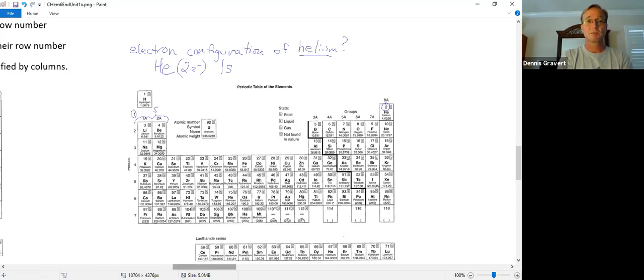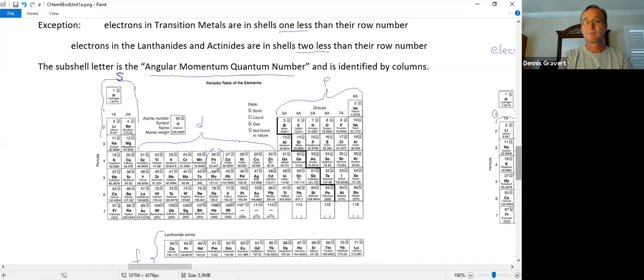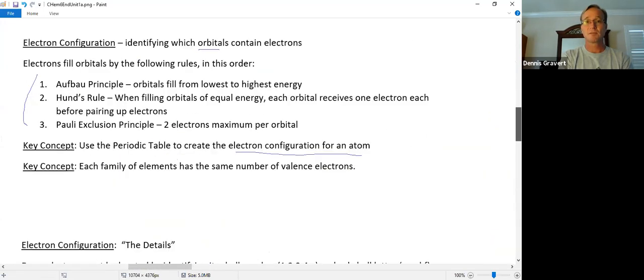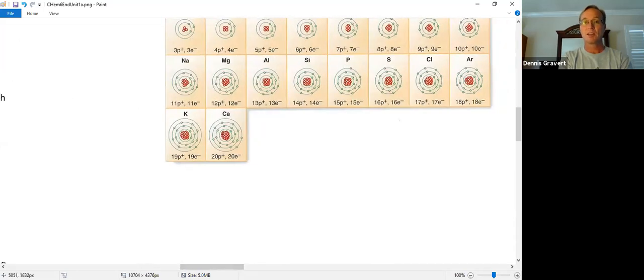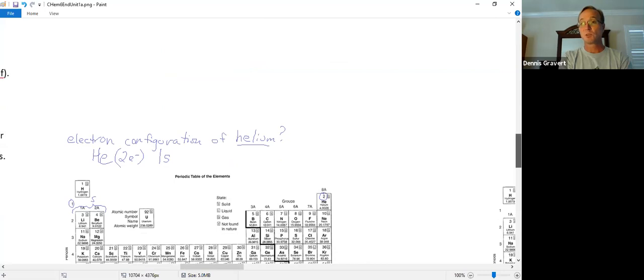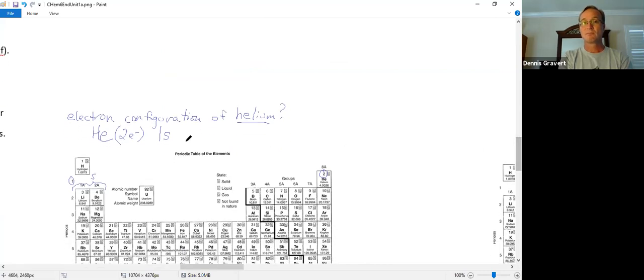Cool. Pauli exclusion principle. Okay, all these rules. So fill the lowest one first. That's Aufbau. If you have more than one orbital, spread them out one at a time. Pauli exclusion says 2 electrons maximum. Okay, so we just put 1 electron into the 1s orbital. That orbital can hold 2. So helium's second electron is going to fill the 1s.